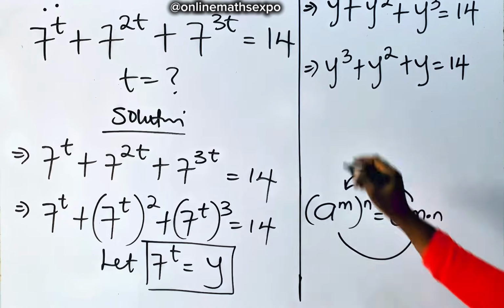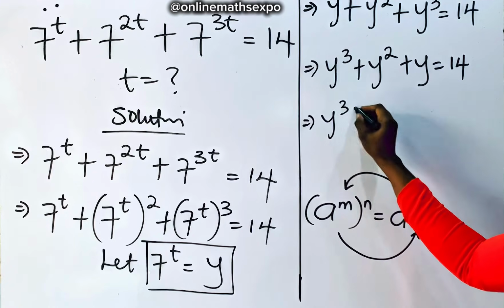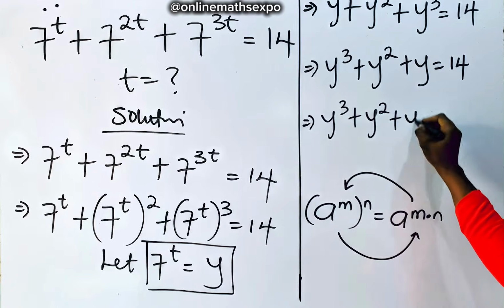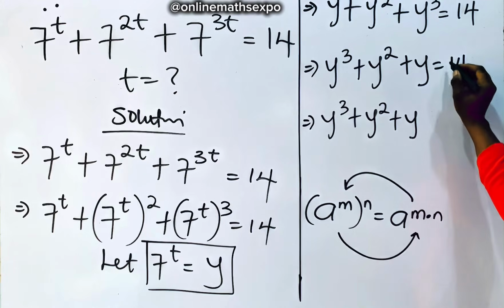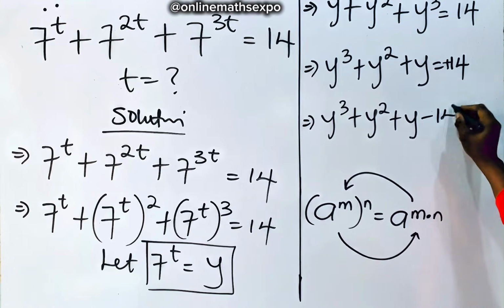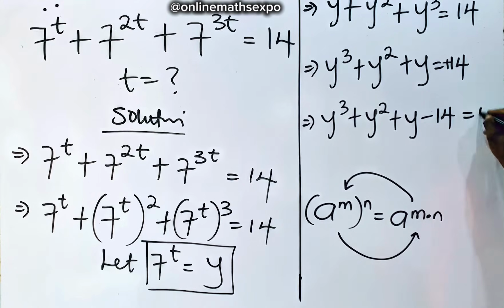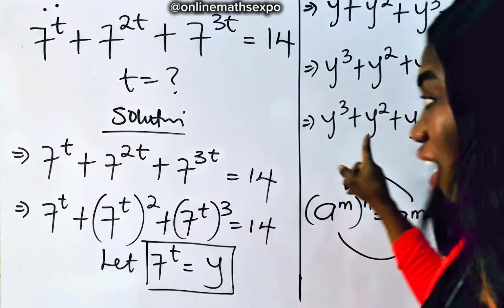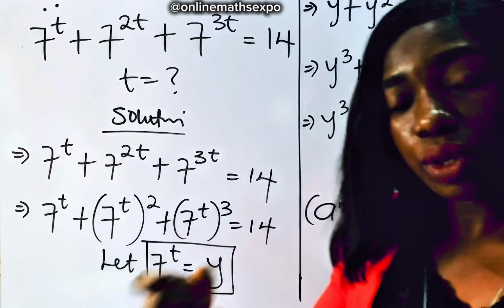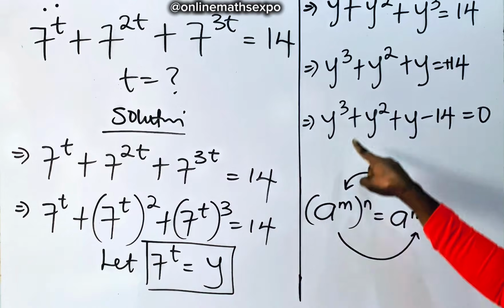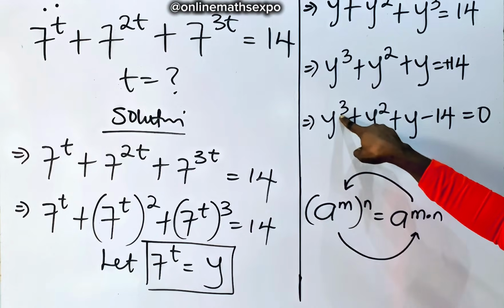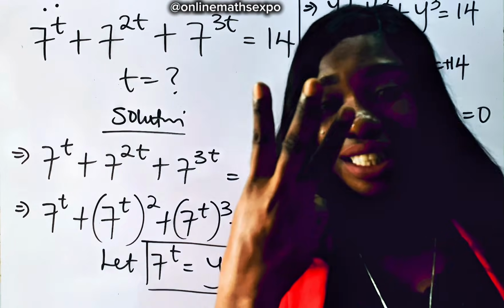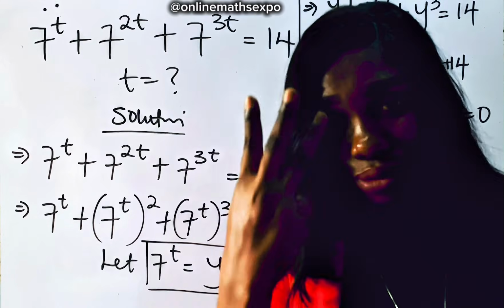And what do we do next? This is the same as y cubed plus y squared plus y. To remove this, you know it's positive, so you subtract 14 from both sides. When you subtract it, it becomes 0. And at this point, we are going to find one of the solutions of this particular equation, and then it will help us to find the remaining. Remember, for it to be cubic, because the highest power is 3, it shows we want to get 3 values of y.